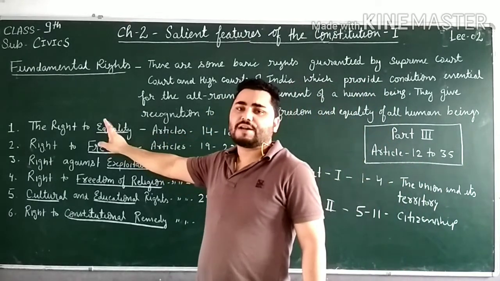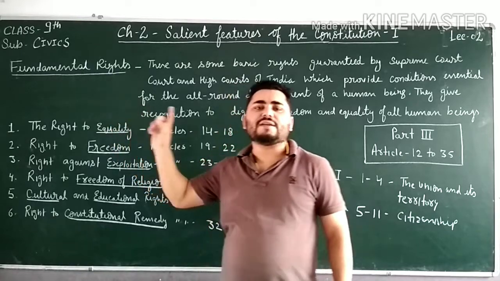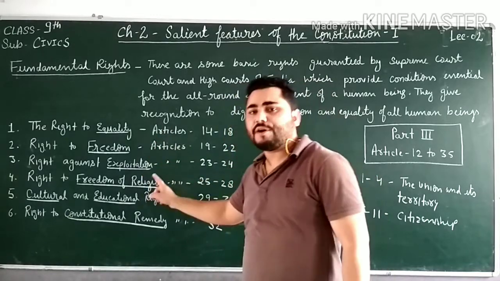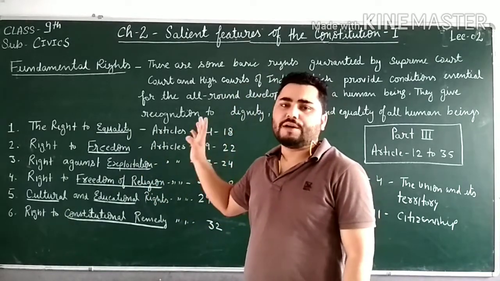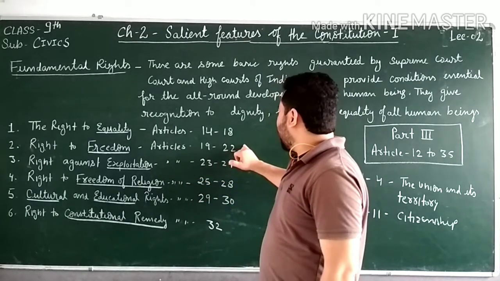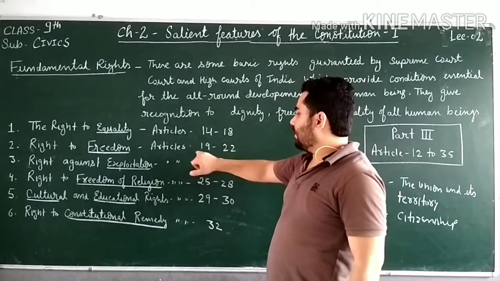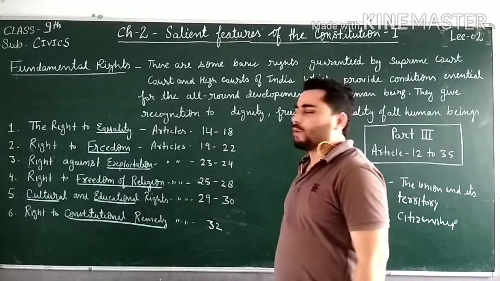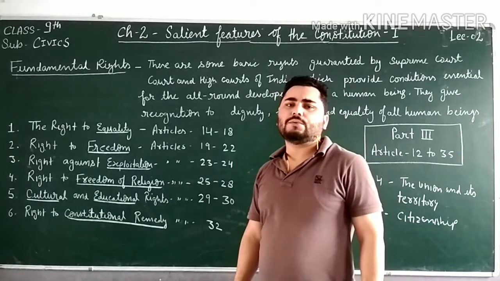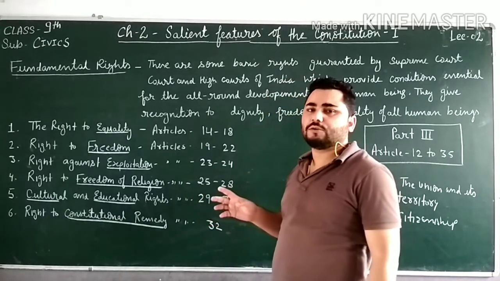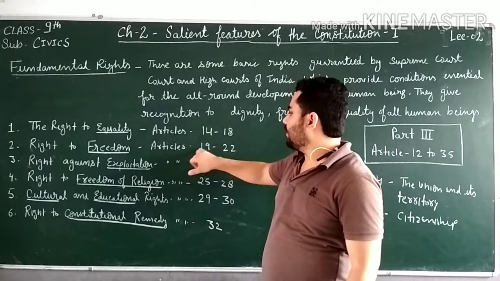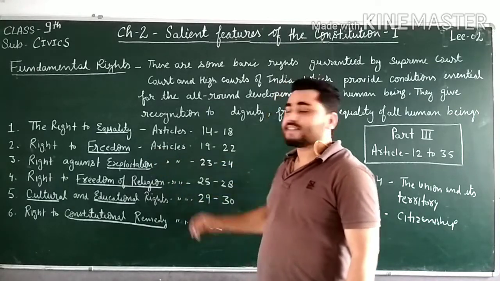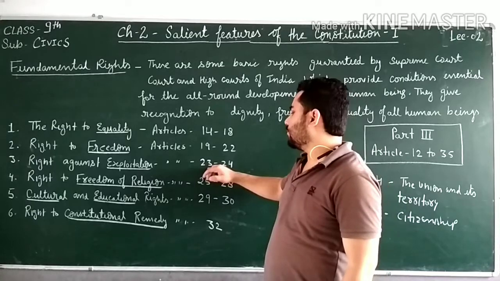The first is the right to equality, from Article 14 to Article 18. Then the right to freedom, Articles 19 to 22. In Article 19, six basic freedoms are given, and Articles 20, 21 and 22 can be categorized as the right to protection, but still we count it as 19, 20, 21, 22, the right to freedom. Then the right against exploitation, Articles 23 and 24.